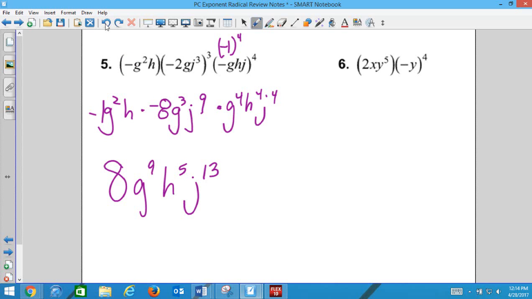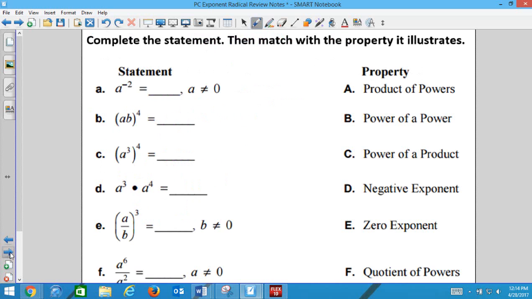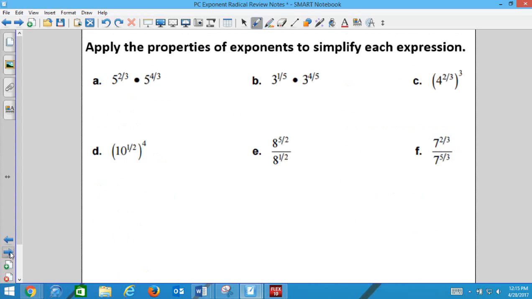The matching, I'm going to skip it. What are these things? The properties are defined in the notes. We're going to skip this page.